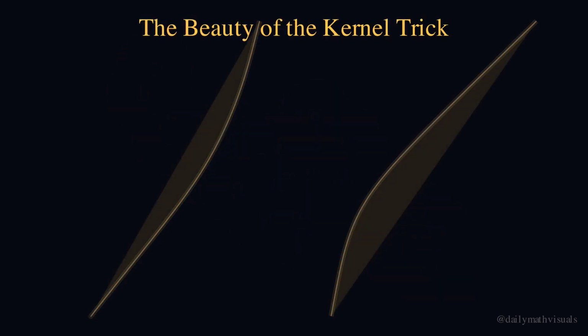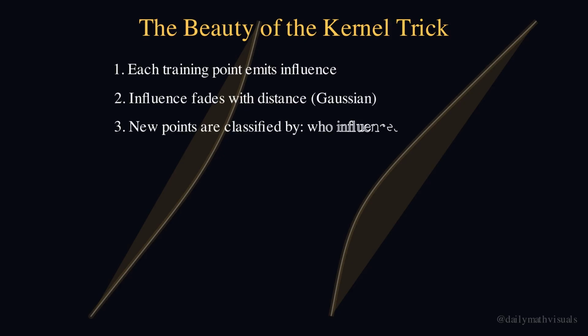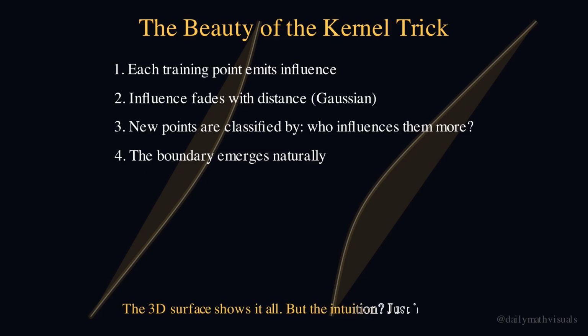This is the beauty of the kernel trick. Each training point emits influence. That influence fades with distance using the Gaussian curve. New points are classified by which type of training data influences them more, and the boundary emerges naturally from this competition. You saw the 3D landscape, but the core intuition is simple: just competing influences.